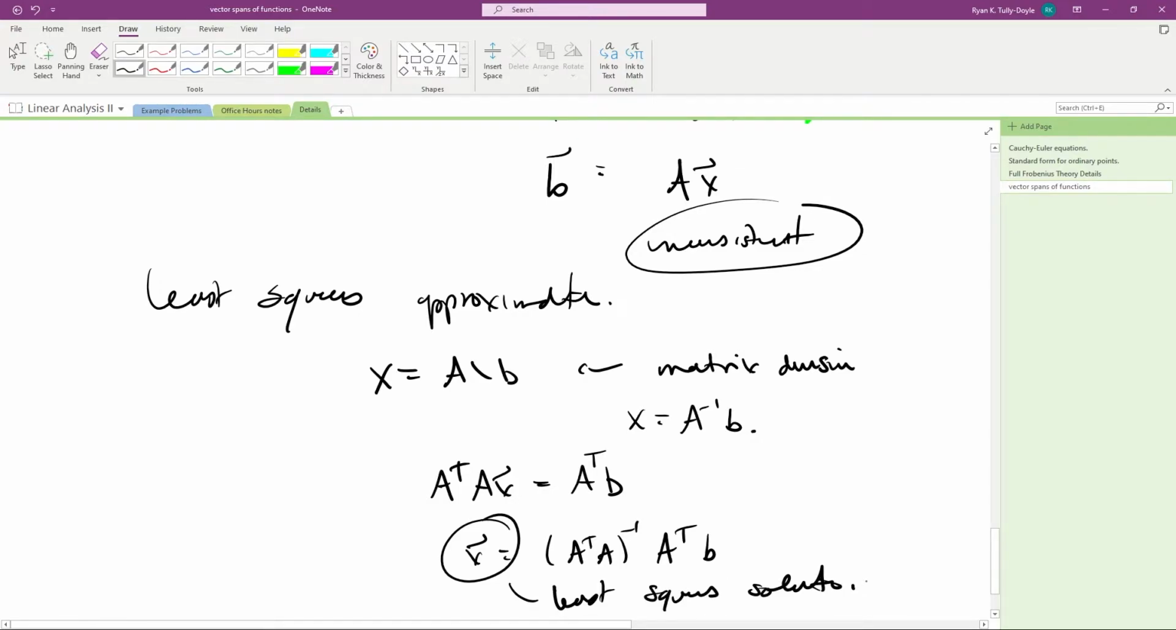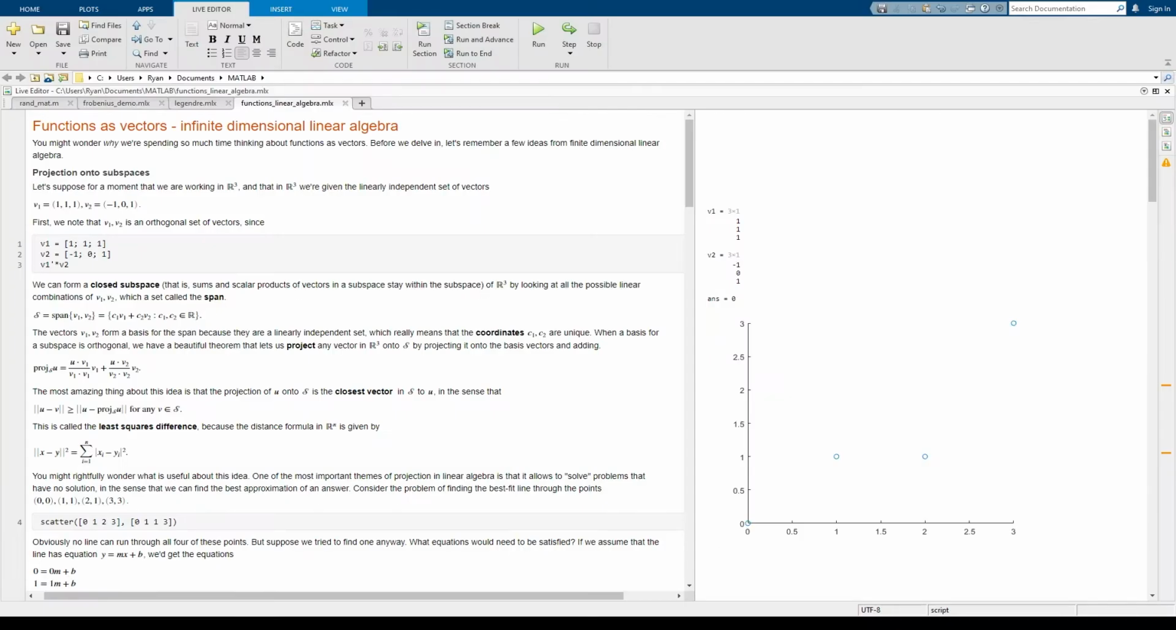Now, it doesn't actually solve the problem, but it gets you a best fit line. So it's the closest you can come to solving the problem with the least amount of error. So if you want a picture of what that looks like, you can walk through the MATLAB demo that I've just built for this topic.